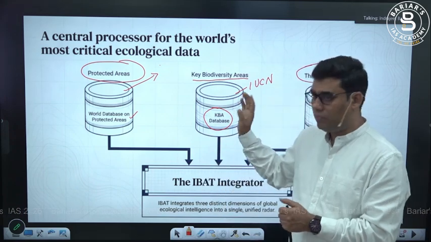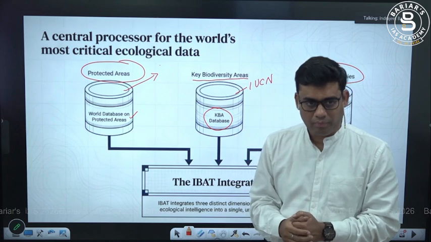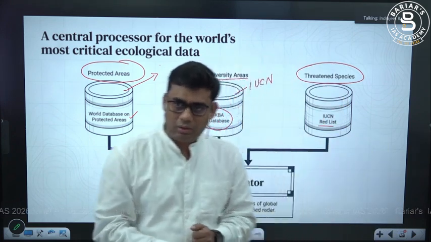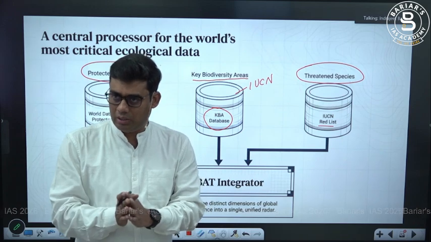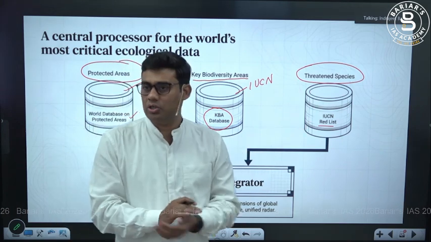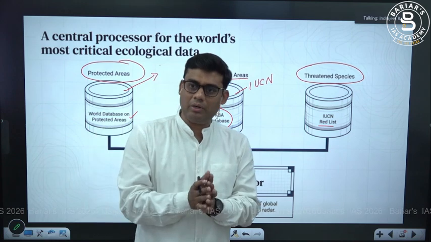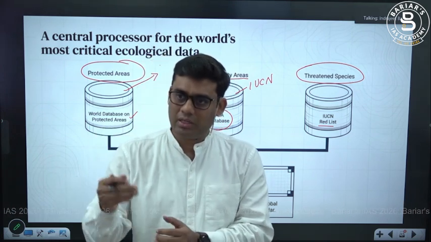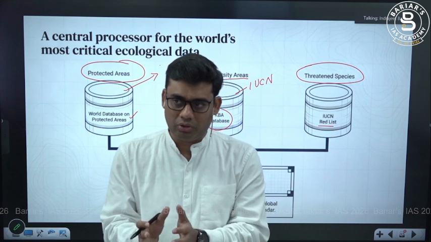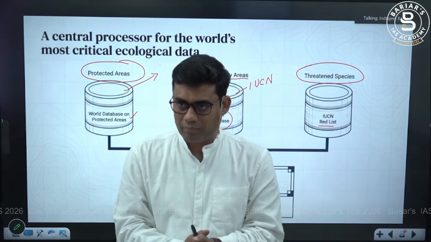That would be dealt with under the KBA database, whether it is a key biodiversity area or not. And then the third question they will ask is, in these key biodiversity areas, which are the threatened species? For example, if in that particular area there are a large number of threatened species, then the assessment will tell that a development project would be highly risky for that particular area.